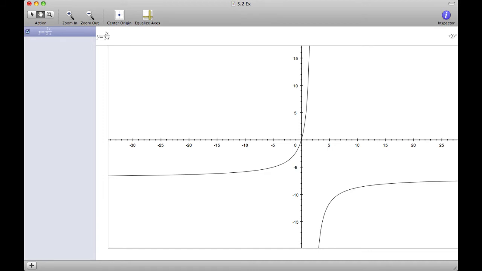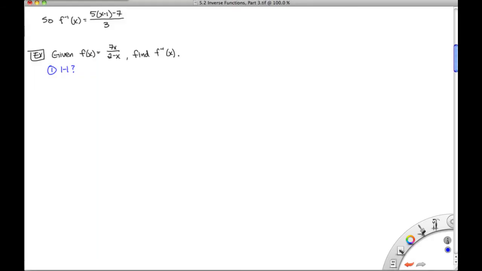So now if we move back, from our grapher we've concluded, yep, that's one-to-one. So now step 2. We're going to take this function and set it equal to y. So we're going to take 7x over 2 minus x, set it equal to y, and then step 3, we'll exchange these. We want to exchange both of those x's for y's. So what we'll have is 7y divided by 2 minus y is equal to x. So make sure you exchange all of them.